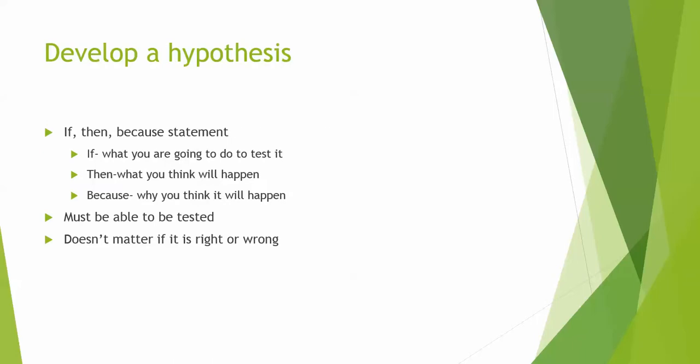The next step in the scientific method is to develop a hypothesis. And you already know what a hypothesis is, but this year we will be writing our hypotheses in an if, then, because statement. And so there's three parts to that. The if part, that's when you give a little bit of explanation about what you are going to test and how you're going to test it. The then part is what you think will happen, and the because part is why you think it will happen. So you have to have those three portions of your hypothesis in order for it to be a complete hypothesis.